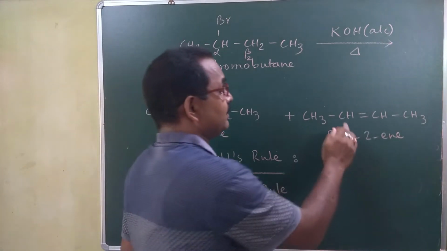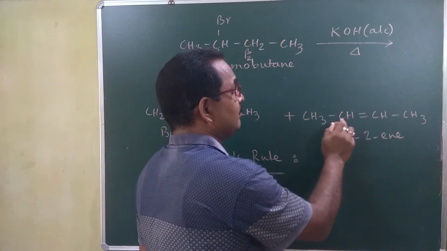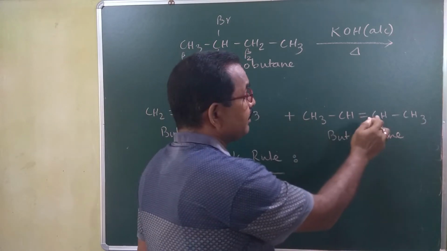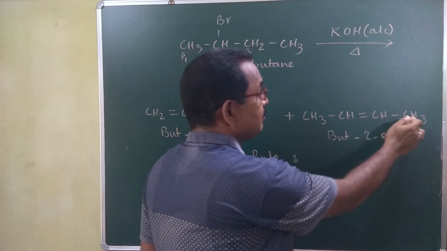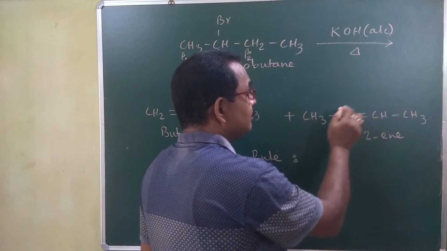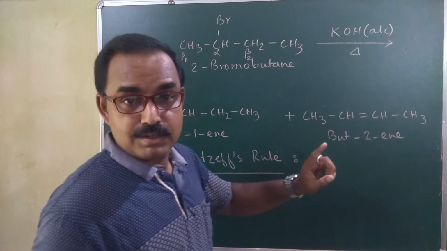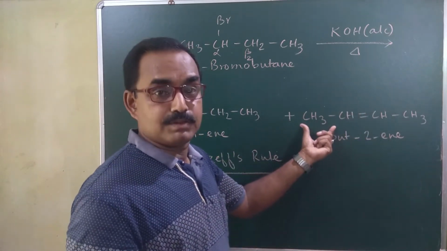But here you look, this carbon containing double bond has a methyl group and a hydrogen. This carbon similarly has a methyl group and a hydrogen. So in this case, both the two carbons have alkyl substitution.